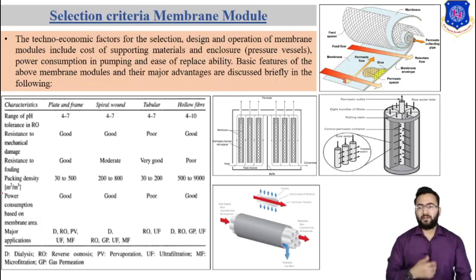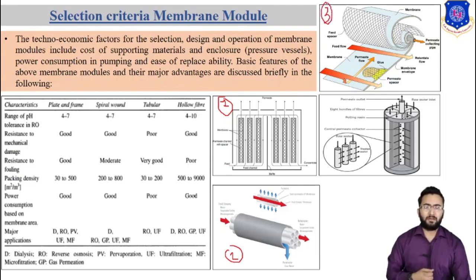As discussed in a previous session, we know that there are mainly four types of membrane module. First, the plate and frame membrane module. Second, the tubular membrane module. Third, the spiral wound membrane module. And fourth, the hollow fiber membrane module.